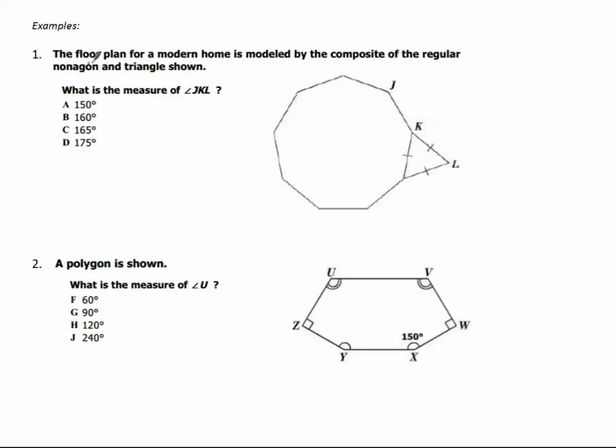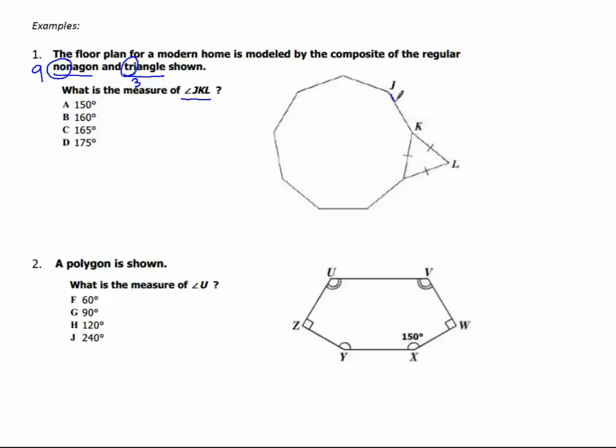Number 1, the floor plan for a modern home is modeled by the composite of the regular nonagon and triangle shown. Nonagon sounds like 9. Triangle, well, we know that's 3. 9 sides and 3 sides, but they do show us a picture. What is the measure of angle JKL?